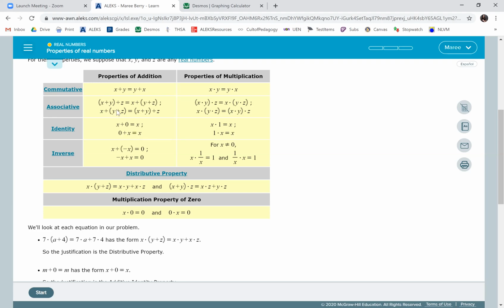So in adding, it doesn't matter if you do the 0 first. But if you're staying the same, if you're given a number and it's equal to the number after you add, then it's identity, or after you multiply.